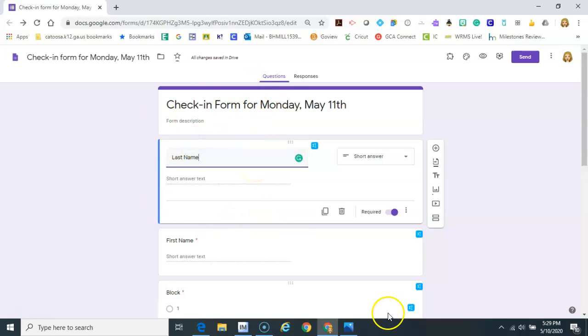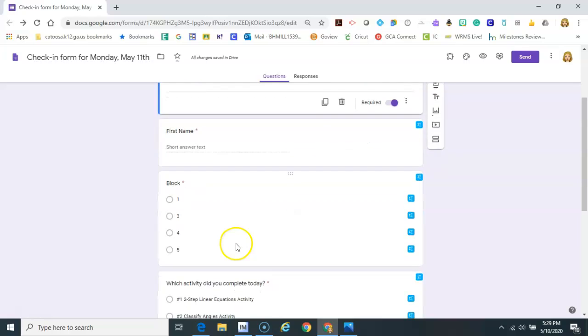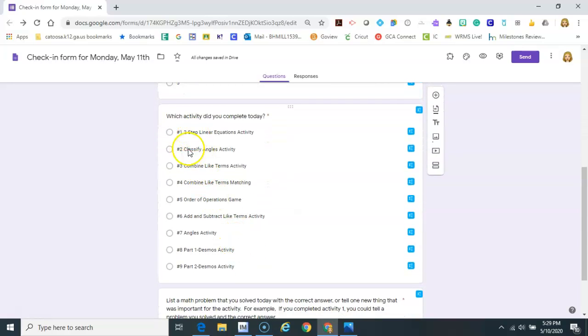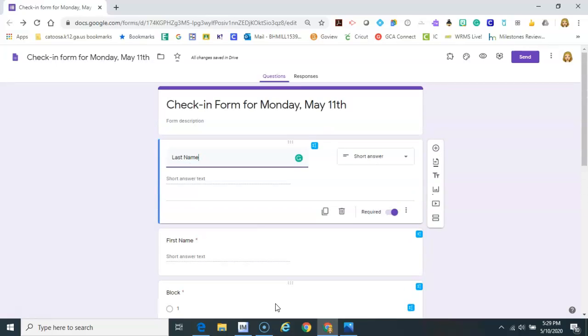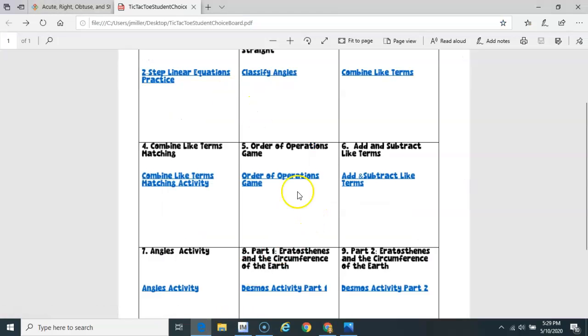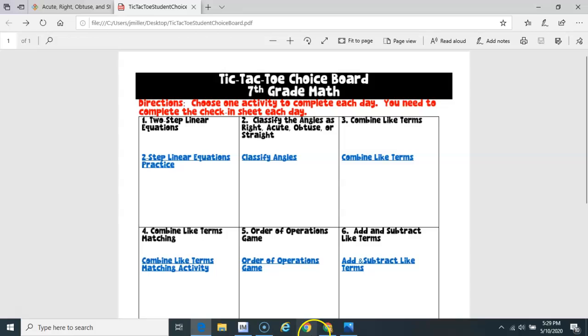So each day you will go to Google Classroom. You will click on the choice board. You'll choose one activity to do. You'll work on that for 15 or 20 minutes, and then you fill out the check-in form telling all of the information and telling which activity you did on that particular day, and tell us something about the activity that you did. And so that choice board will work for all 6 of those days on the calendar.